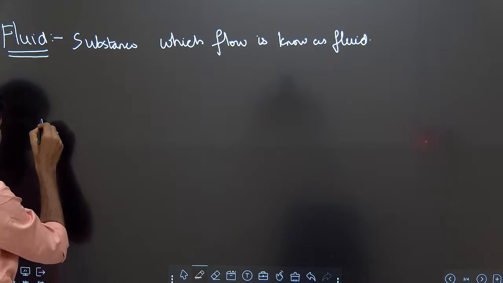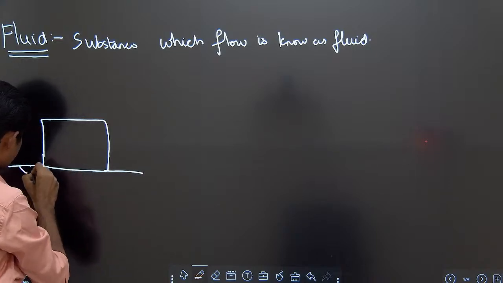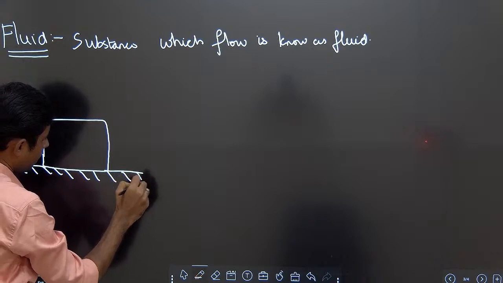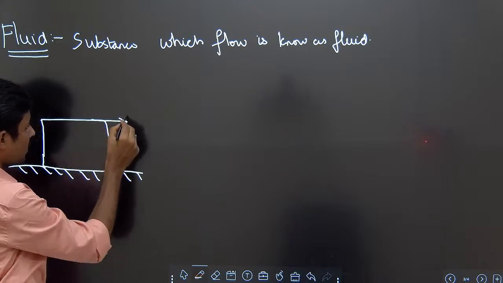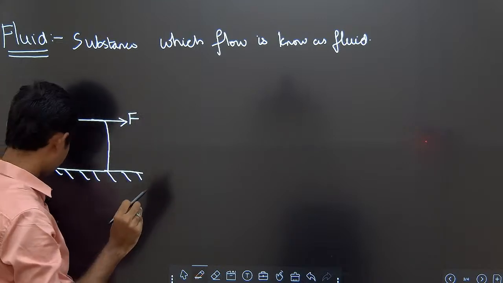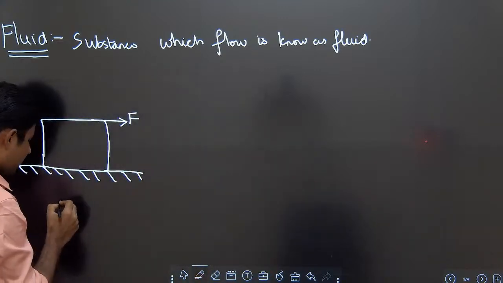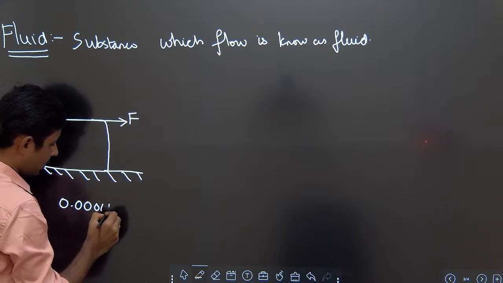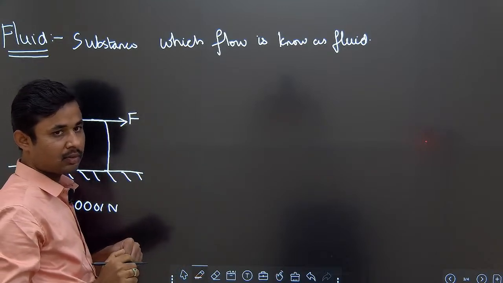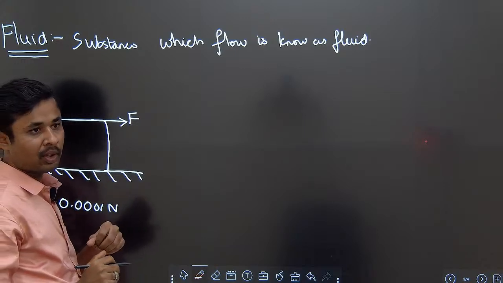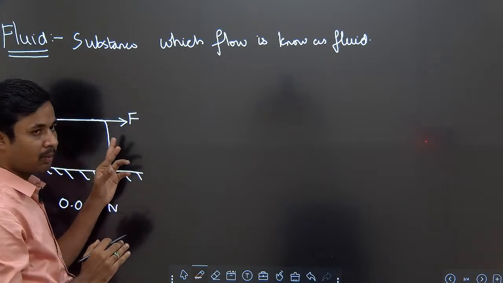Consider a solid made up of any material. We have a body, and you have applied a shear force. At first, we have applied only a negligible amount of force, very negligible, like we can say 0.0001 Newton. In that situation, the body may not deform. It may remain as it is, as before applying the force.